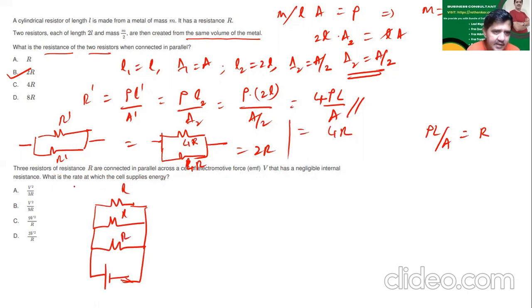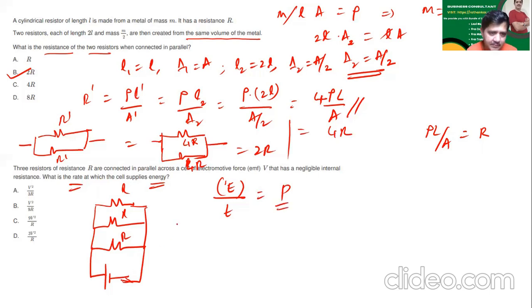What is the rate? Whenever we say a rate, anything that you have in the numerator should be divided by time. Now what is it that you should have in the numerator? At which the cell supplies energy. Energy should be in the numerator, which means you need to find energy divided by time for the full circuit. Energy by time is nothing but power.